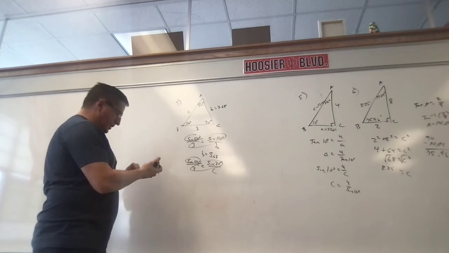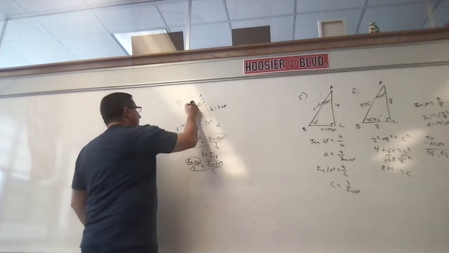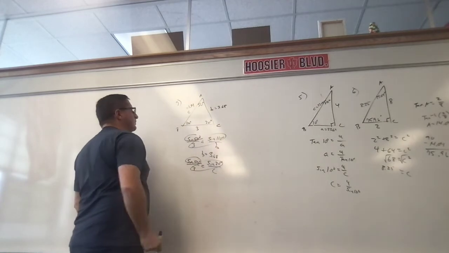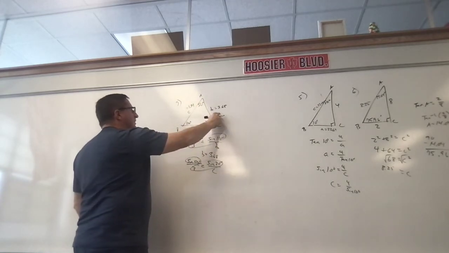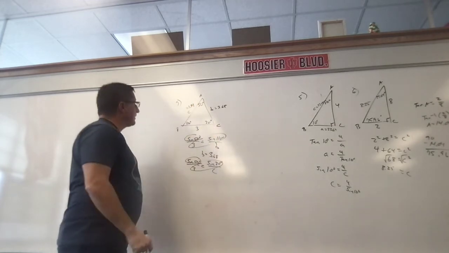3 sine 20 divided by sine of 50. So you get 1.34. And again, you don't have to do this, but we have our biggest angle, that's definitely our biggest side. That's our smallest angle, that's the smallest side, so yep, there we go.